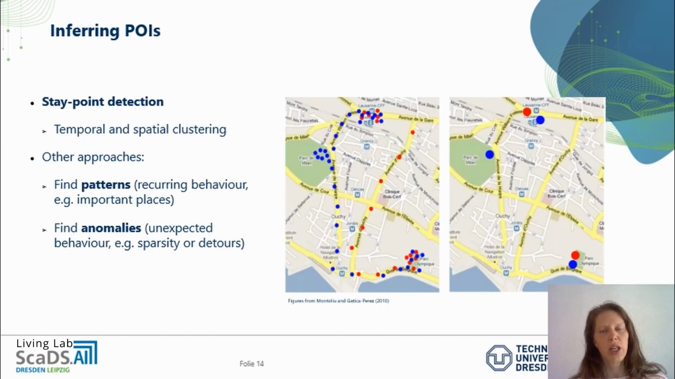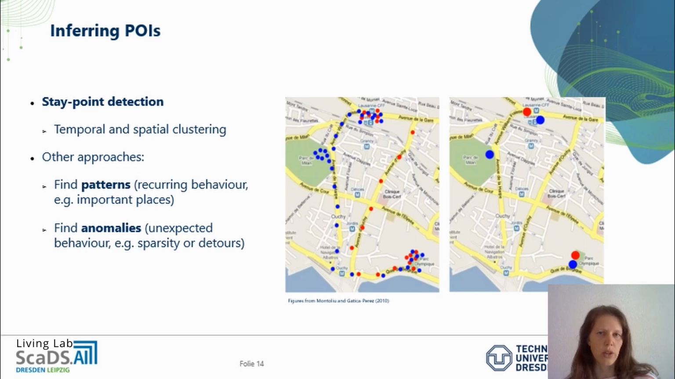I want to give you an example of how to infer points of interest and to find out where they are actually located. This is typically done with so-called stay point detection. This approach uses the point clusters that you can see here in the images, and uses that they are spatially close and also temporally close in order to find out where the points of interest are located.